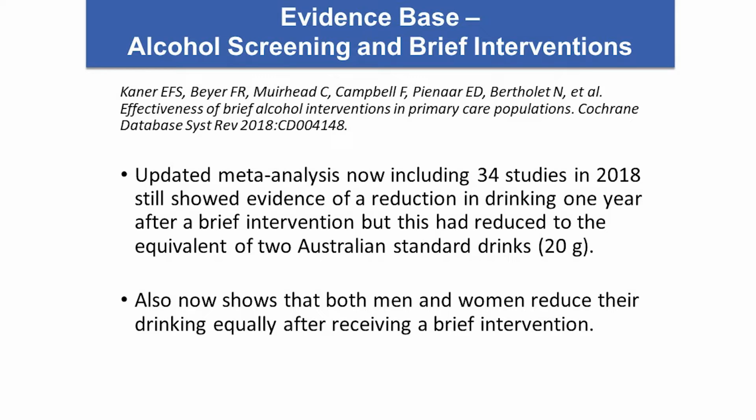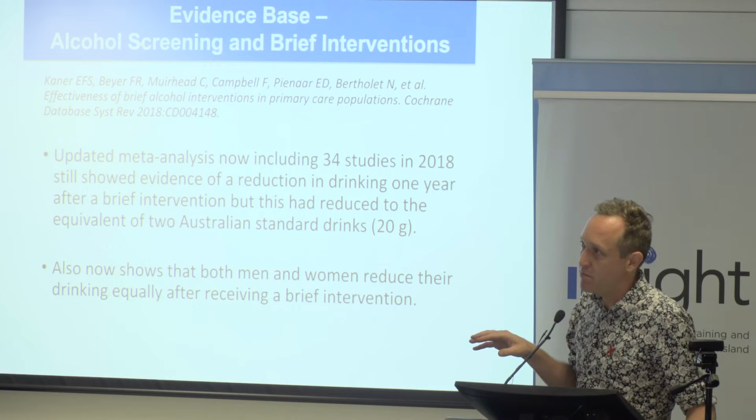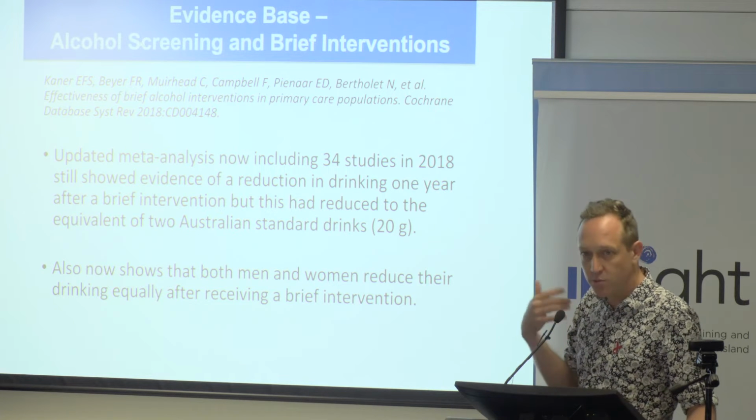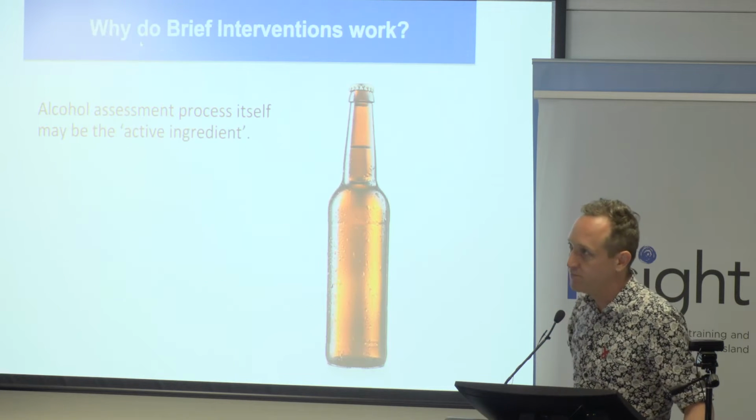And that was an updated meta-analysis of 34 studies that still showed evidence of reduction in drinking after 12 months, but realistically it's more likely to be 2 Australian standard drinks. So about 20 grams of alcohol is the average reduction, and there's no difference between men and women. So that's what the evidence now says around alcohol.